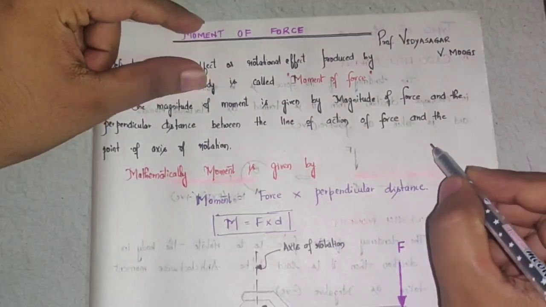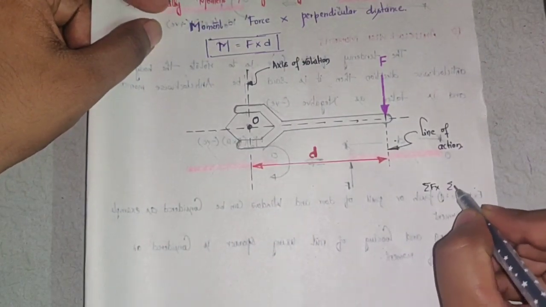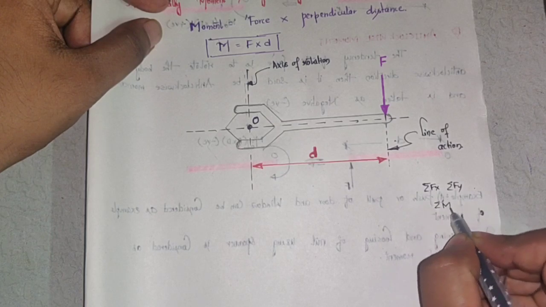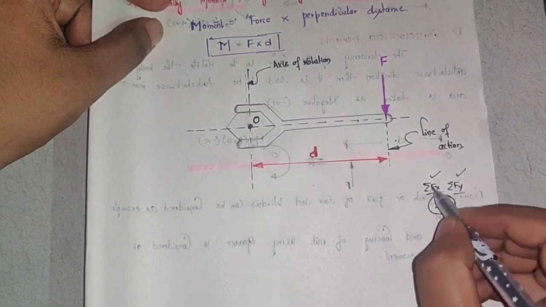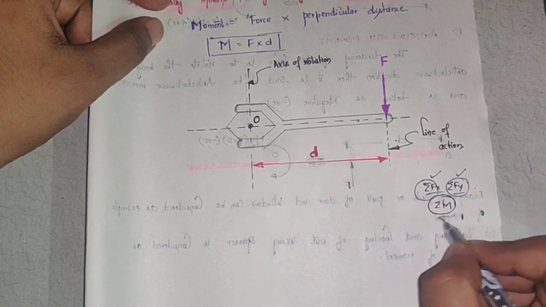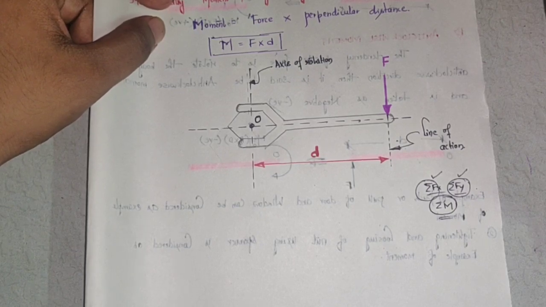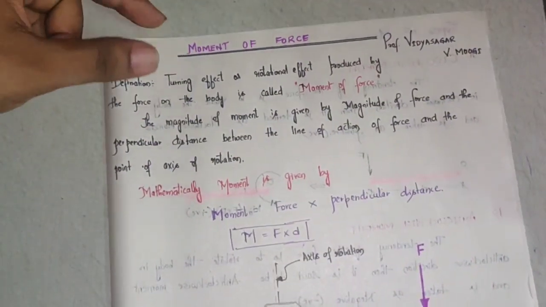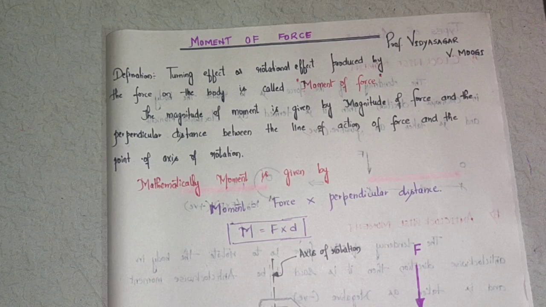So far we knew summation Fx and summation Fy. The one more condition of equilibrium is summation M. Sum of all the forces in the x direction and sum of all the forces in the y direction equal to 0. Now the third one we are going to study is the rotational effect produced by the force on the body, that is summation M. So moment, as we defined, is the turning effect or rotation effect produced by the force on the body. Now what is the magnitude of moment? How will you calculate the magnitude of moment?